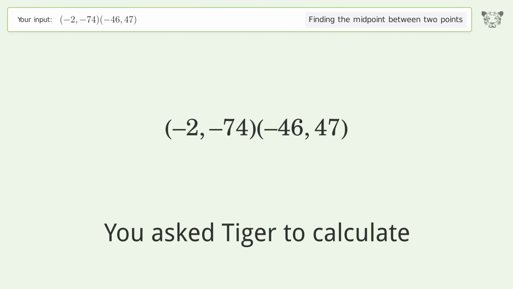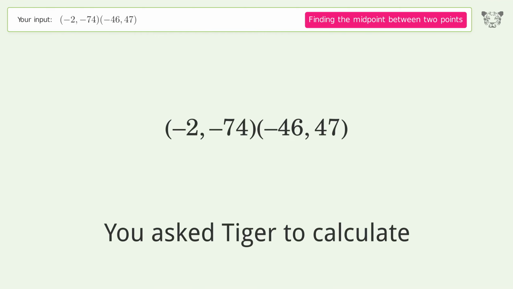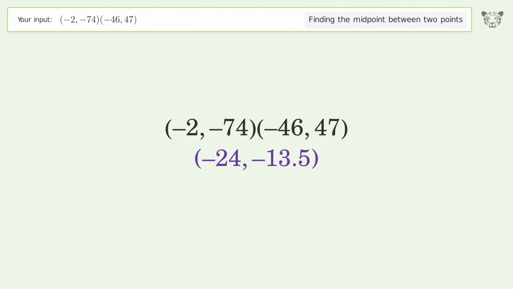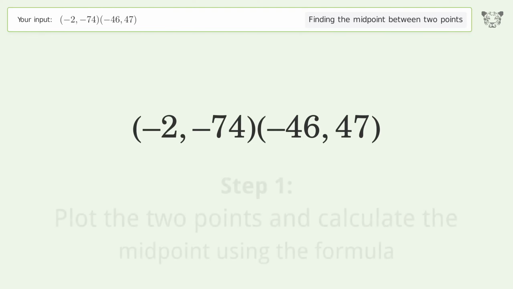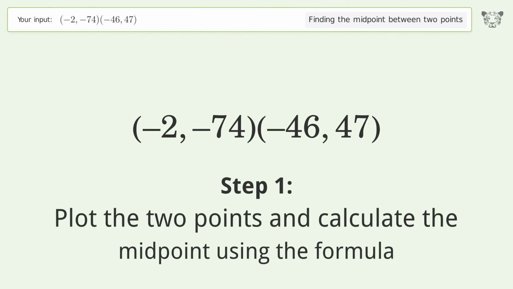You ask Tiger to calculate. This deals with finding the midpoint between 2 points. The midpoint between the 2 points is -24, -13.5. Let's solve it step by step. Plot the 2 points and calculate the midpoint using the formula.